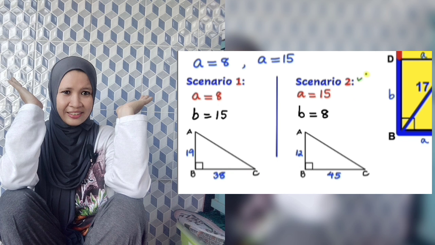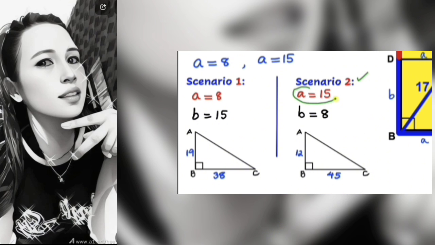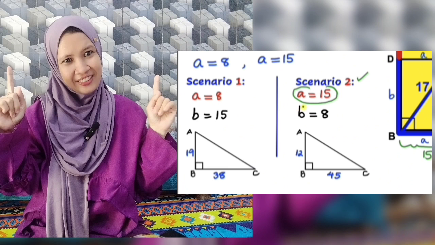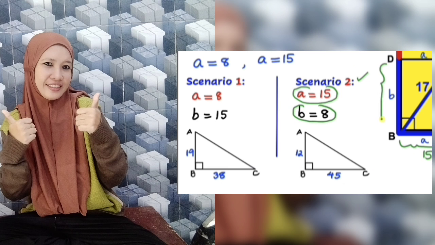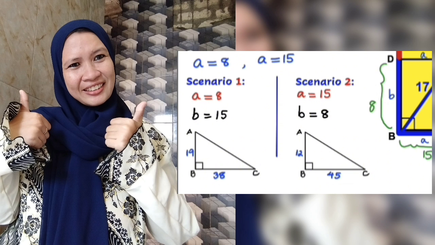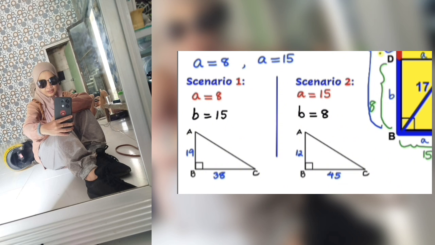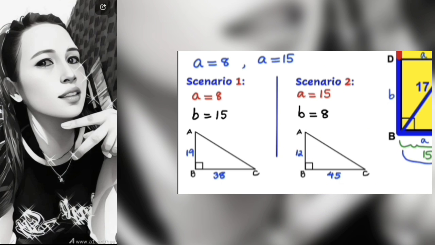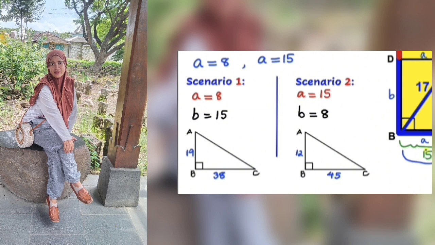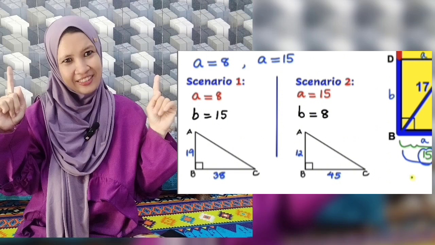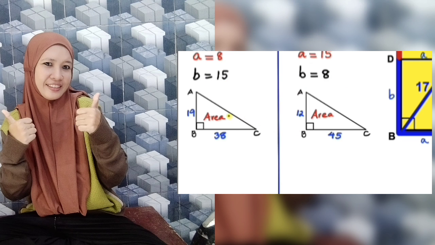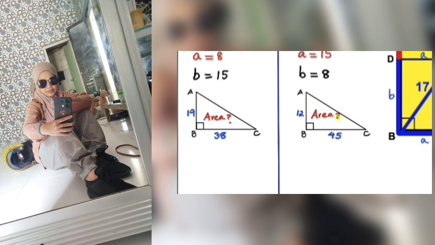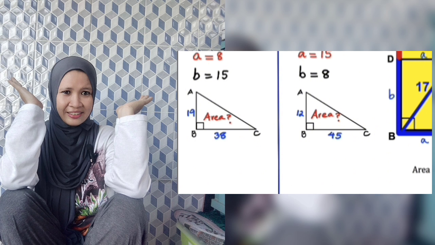Likewise for scenario 2, if our a value is 15, in other words if this value a is 15, and likewise our b value is going to be 8, then this AB length is going to be 4 plus 8, which is going to give us 12. Likewise this BC length is going to be 15 plus 30, which is going to give us 45. Now we are going to calculate the area of the triangle in scenario 1 and scenario 2 as well. Let's recall the area of a triangle formula.